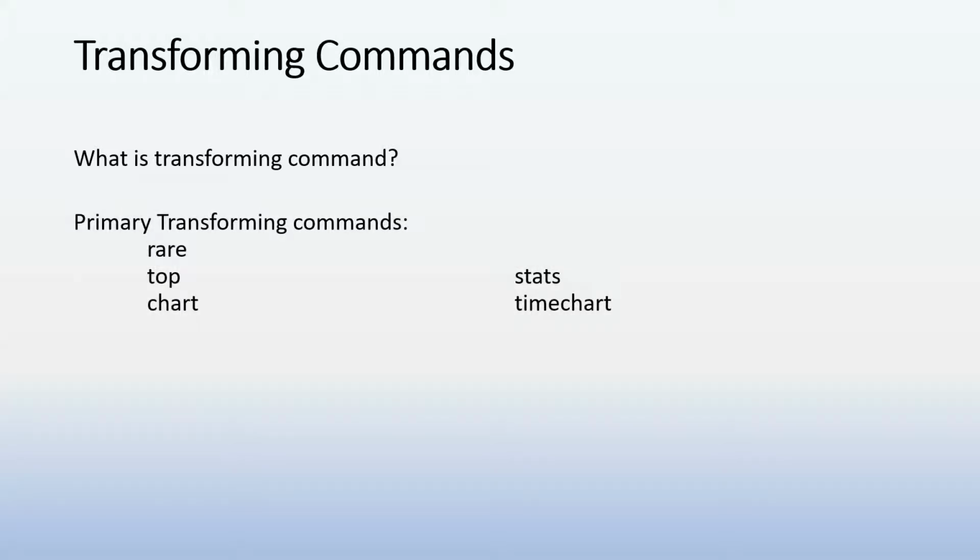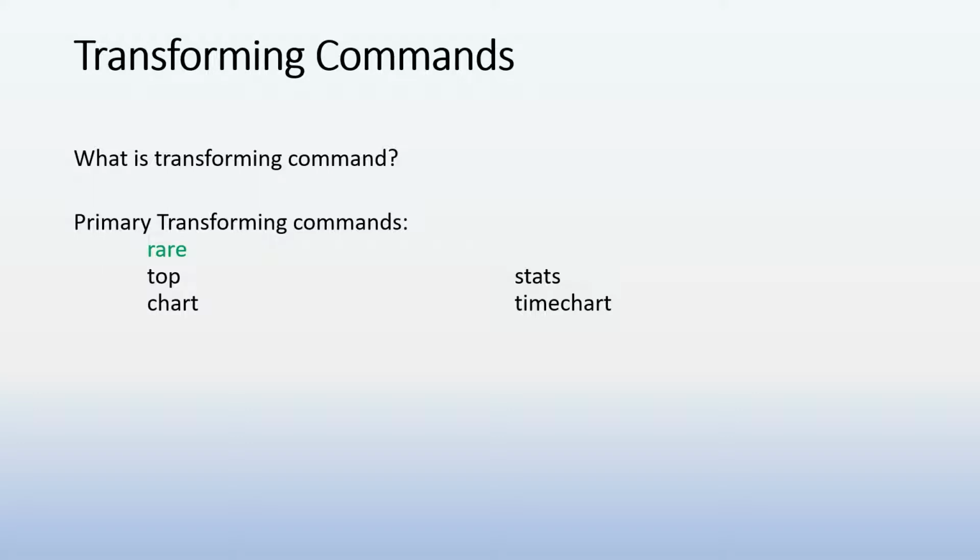Transforming commands are the commands required to transform your search results for statistical purposes into a data table, and they are required to generate visualizations like a pie chart, bar chart, line chart, etc. When we use these transforming commands in our searches, those searches are also called transforming searches. Here are some primary transforming commands: rare, top, stats, chart, and timechart. In this video we will cover the rare transforming command.